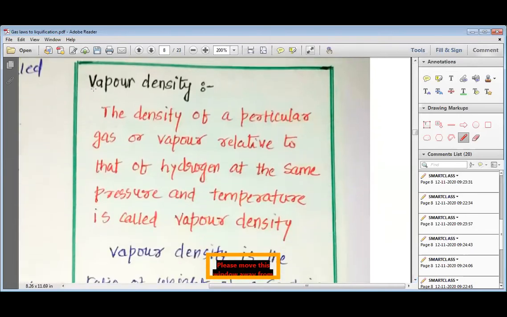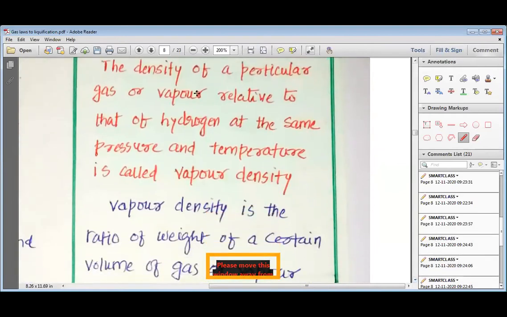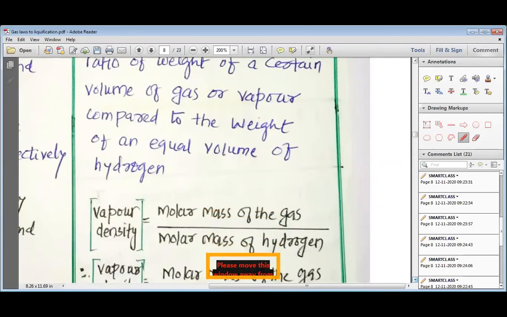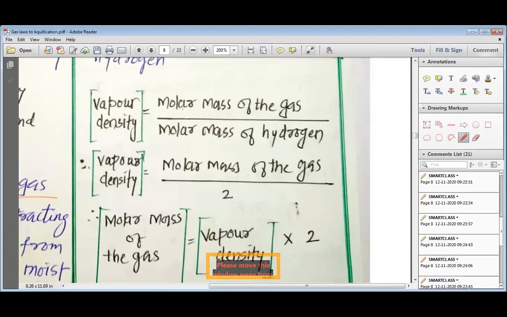Now, my dear students, we want to study a new concept which is known as vapor density. The density of a particular gas or vapor relative to that of hydrogen at the same pressure and temperature is called vapor density. So my dear students, if we divide the density of a given gas by the density of hydrogen, it is known as the vapor density. Vapor density is the ratio of the weight of a certain volume of gas or vapor compared to the weight of an equal volume of hydrogen. So we can write here that vapor density is equal to the molar mass of the gas divided by the molar mass of hydrogen.